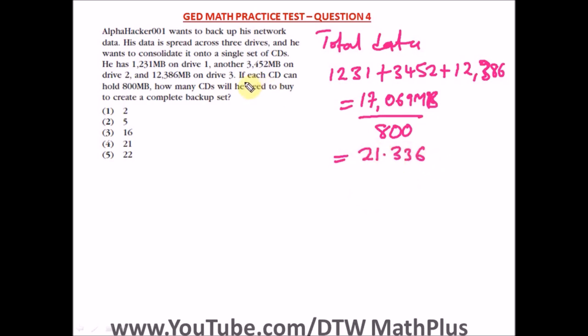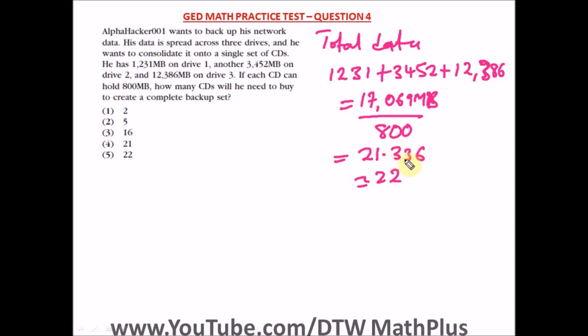If you see here, it says how many CDs will he need to buy to create a complete backup set? And we can't buy a partial CD. This 0.336 means he won't complete a whole full CD here. Definitely he can't buy a partial CD, so he needs to buy an extra one, a full one. So we have to add one to 21, which gives us 22. So he has to buy 22 CDs to create a complete backup set.